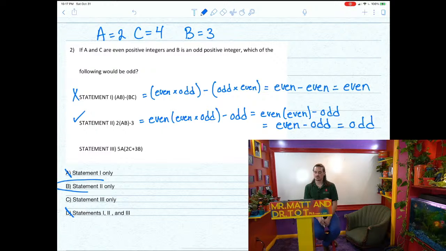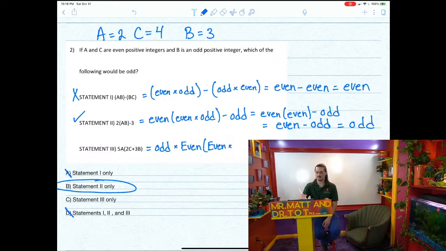5a times the quantity 2c plus 3b. So 5 is an odd number, times a, which is an even number, quantity times 2, which is an even number, times c, which is an even number, plus 3, which is an odd number, times b, which also has to be an odd number. So you just need to pay attention to order of operations here. Outside the parentheses, we have an odd times an even. That will always result in an even.